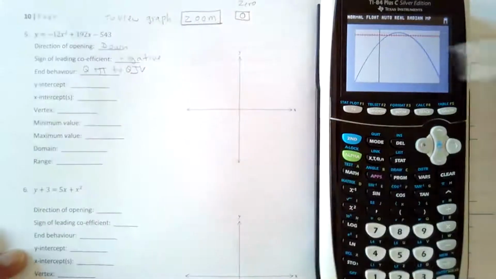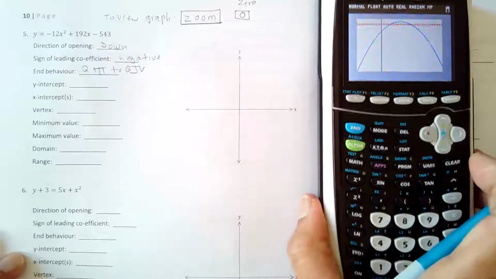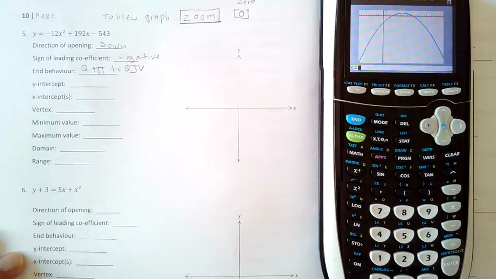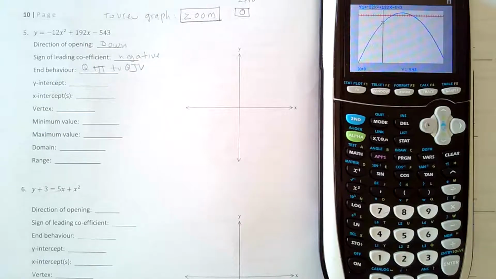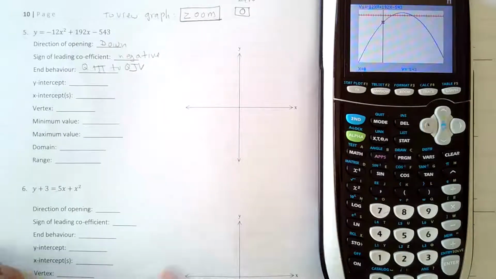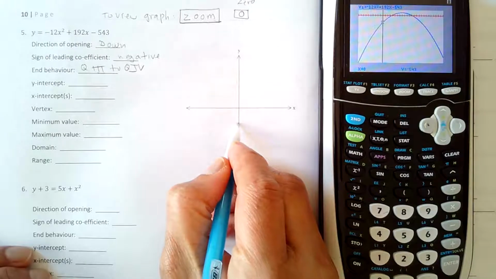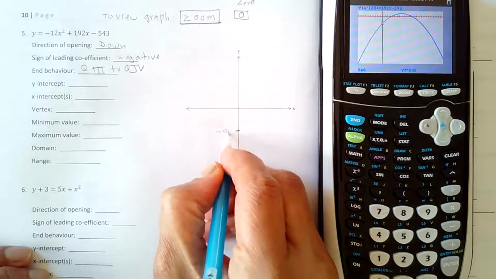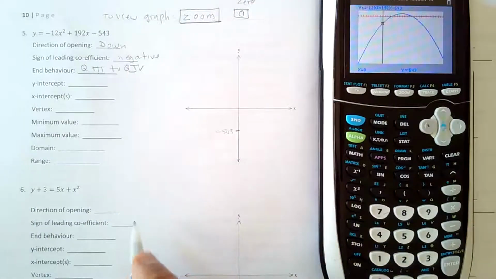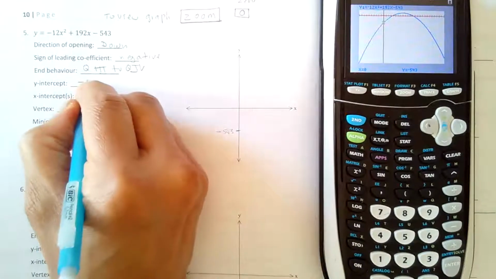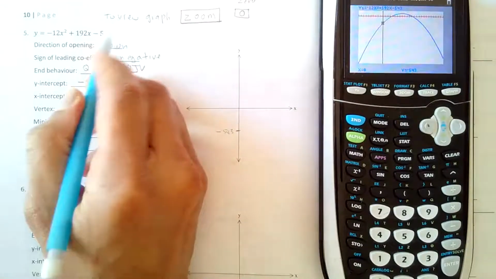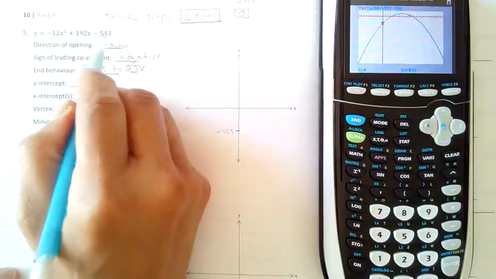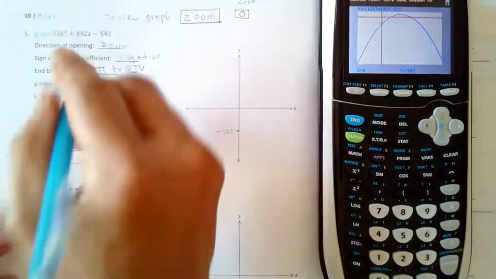Now the y-intercept. We have to go to second trace, 0, x equals 0. The y-intercept is negative 543. So that's why it's way down here, right? So negative 543. You could have determined it from here.